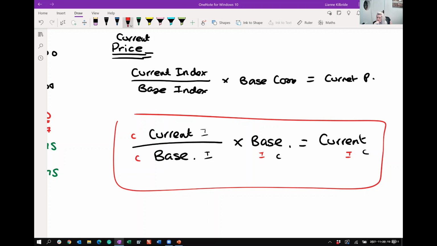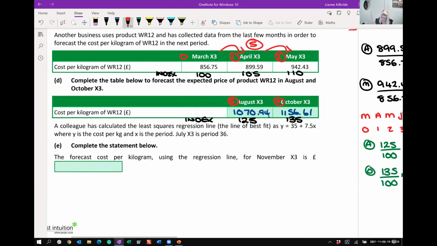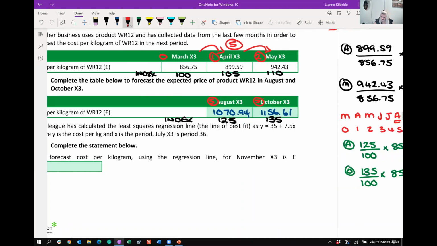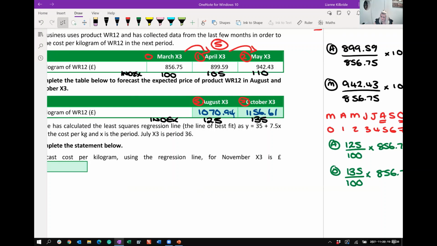No. Base current, could you just do your base cost? If your base is 100, could you just do the original base cost times the current index? So I don't get what you mean, Elizabeth, on that one. Sorry, are you meaning 857 multiplied by the current index? So 857 by the 125.